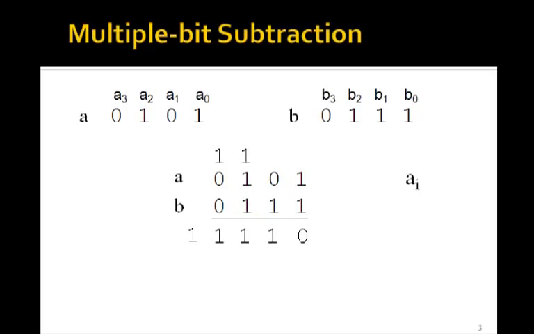So in general, we're going to be taking Ai, subtracting Bi. You have a borrow in general, and then you subtract Ci. So the difference Di is A minus B minus the borrow, and in general you'll have a Ci plus 1 borrow out.